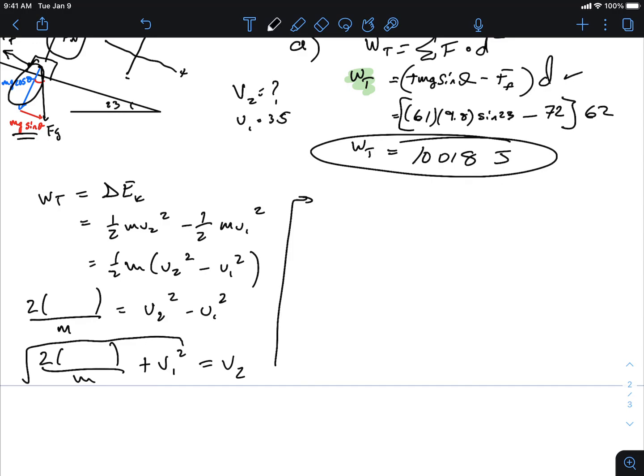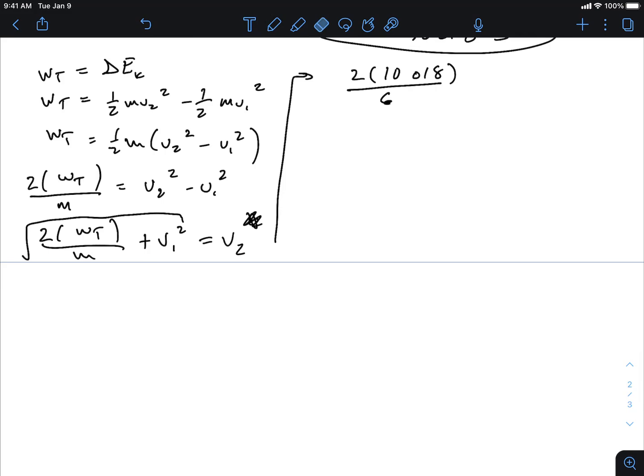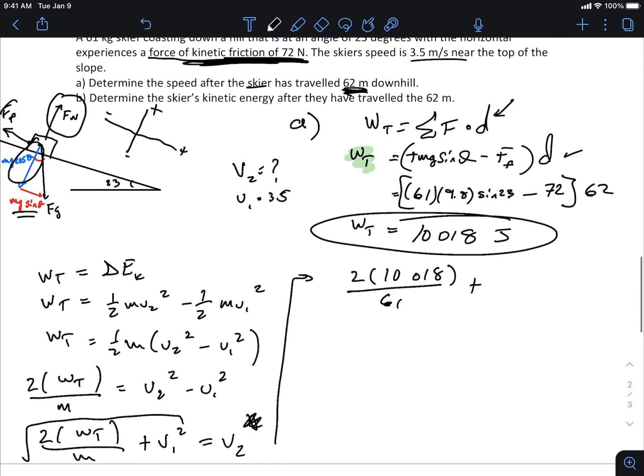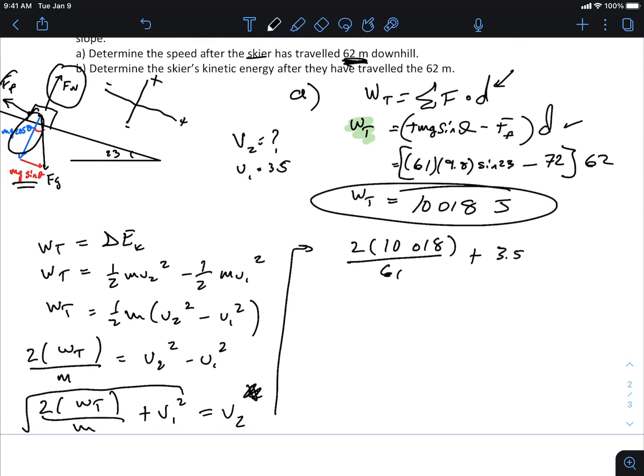Well, you know what, guys? Let's just do this. I'll continue to emphasize the importance of algebra, and now we're at the stage where you just plug in your numbers. So we're going to have 2 times 10,018 divided by 61, plus 3.5 squared is equal to V2. That all has to be square rooted. So now I actually have to do this, Jagger, because I had the wrong answer before.